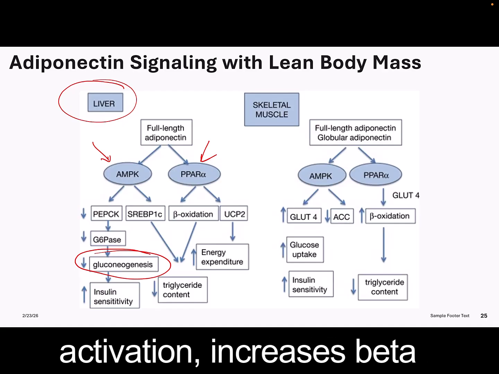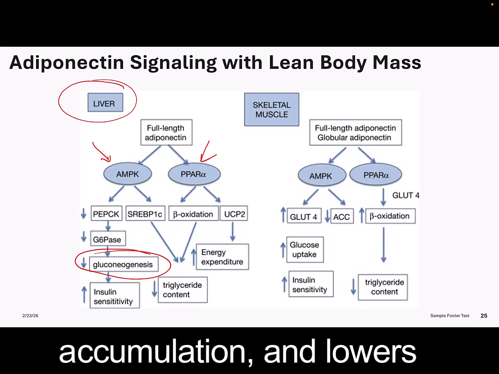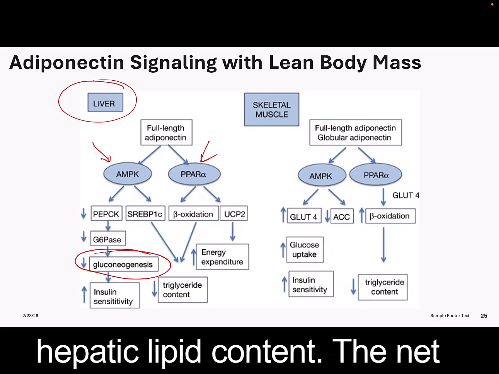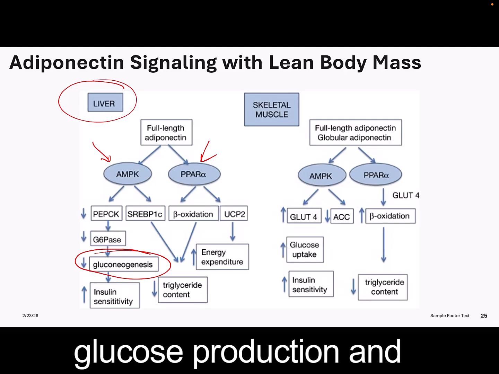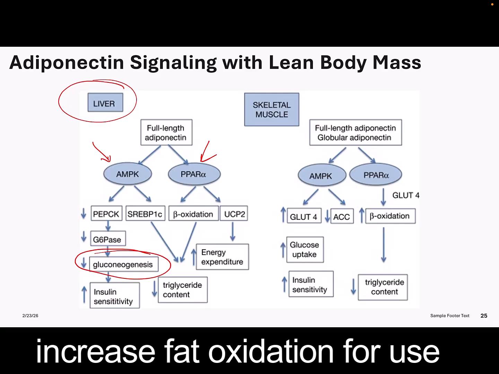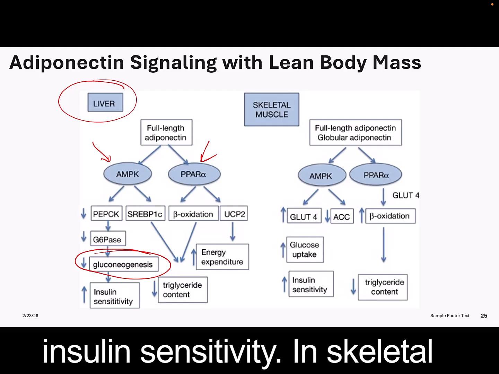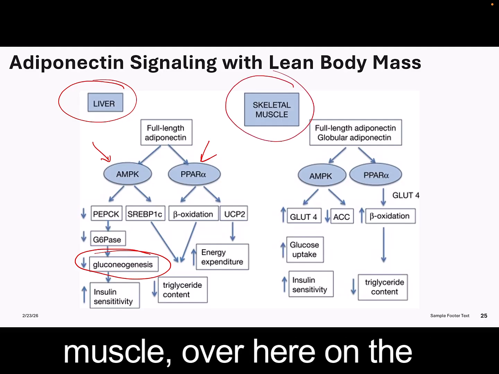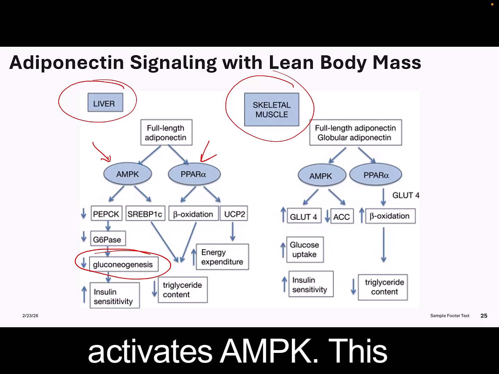PPAR alpha activation increases beta oxidation of fatty acids, reduces triglyceride accumulation, and lowers hepatic lipid content. The net effect in the liver is reduced glucose production and increased fat oxidation for use as energy, and improved insulin sensitivity. In skeletal muscle, over here on the right, adiponectin also activates AMPK.